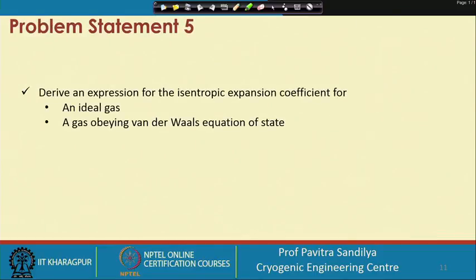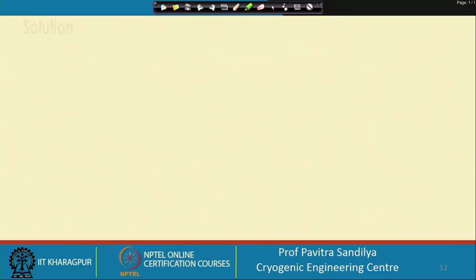Now, the next problem is this: we have some non-ideal gas, a real gas which obeys the van der Waals equation of state, and for that we have been asked to derive the expression for the isentropic expansion coefficient. So far we have looked into the isenthalpic expansion coefficient. Here we are looking at the isentropic expansion coefficient which is there in the expansion engines.